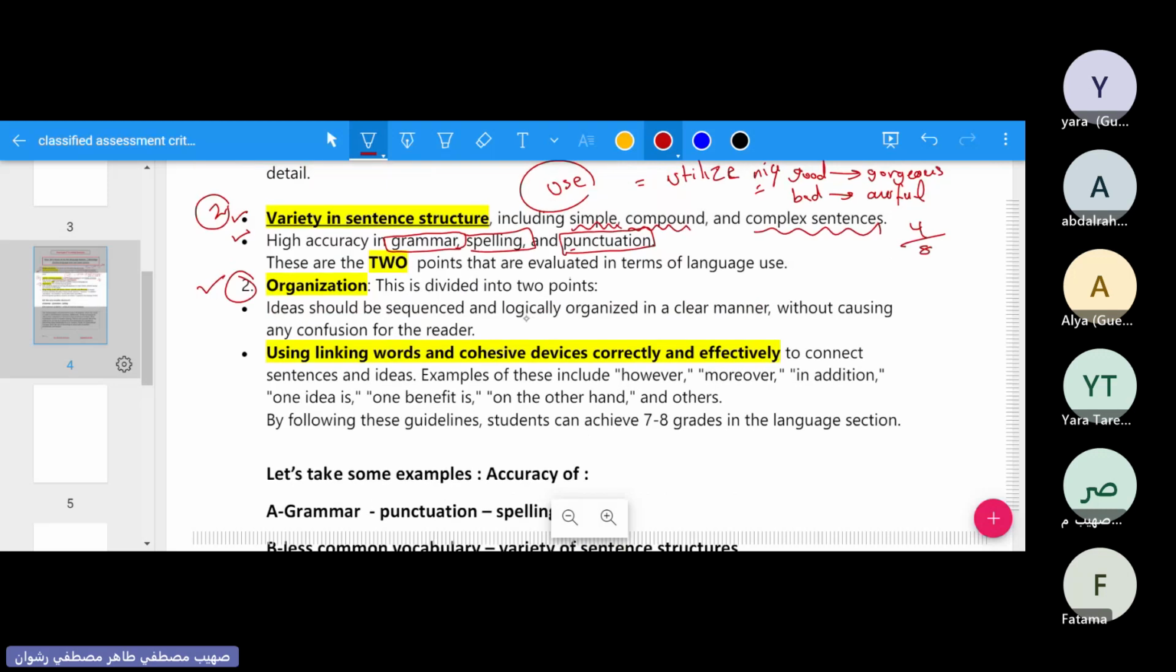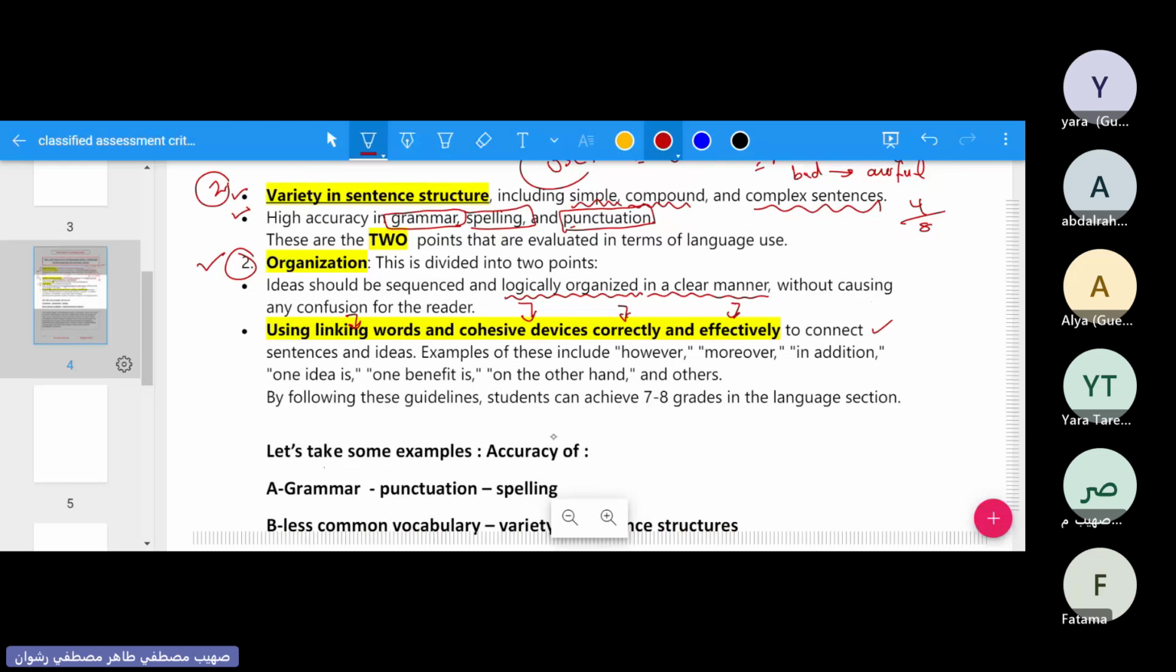So in terms of organization, all ideas must be what? Logically organized in a clear manner. All ideas must be in a logical order. There are no additional unnecessary details. All ideas are about one topic, explaining the same idea. Ideas are logical. And the second point that we explained last time is what? Using linking words and cohesive devices correctly and effectively. Okay?